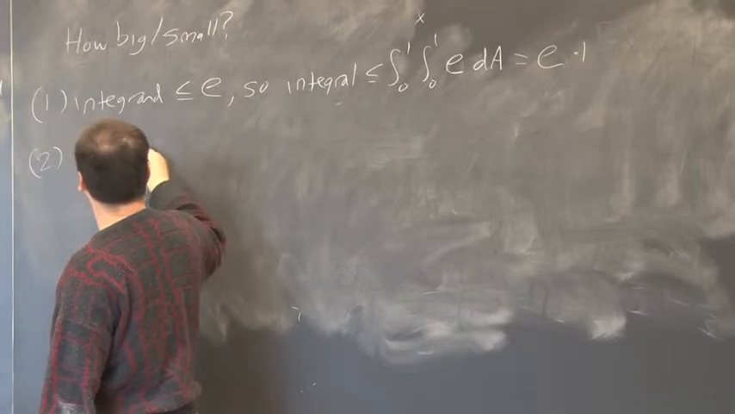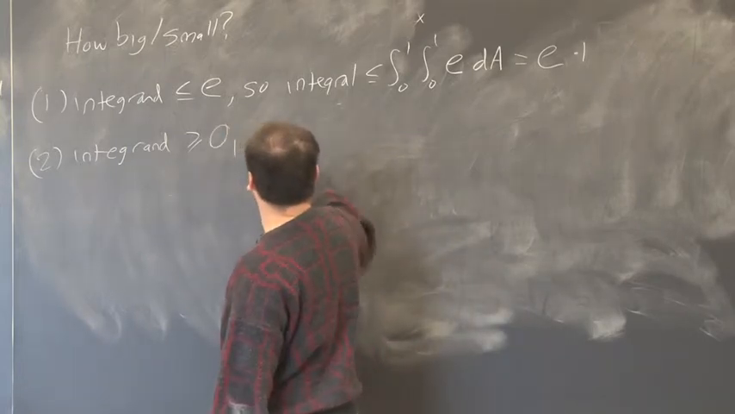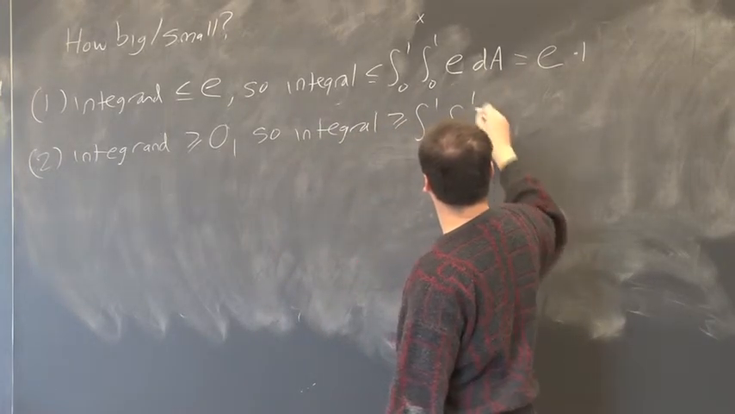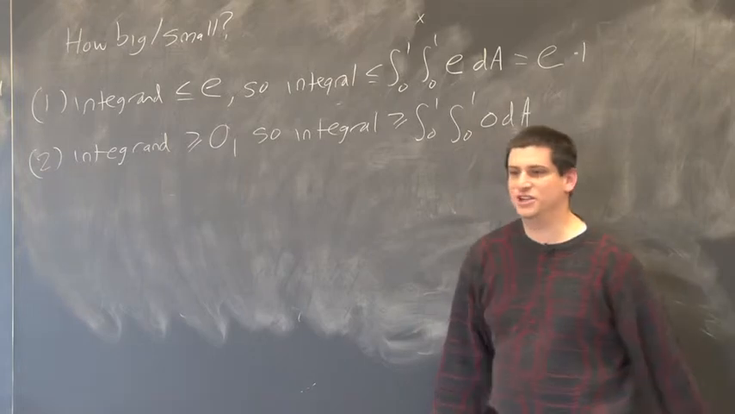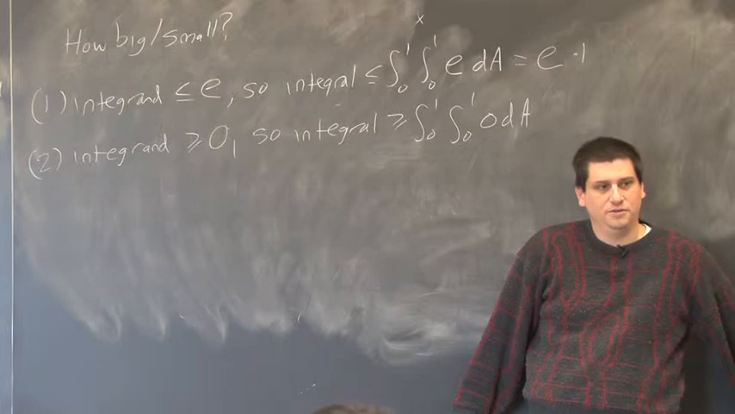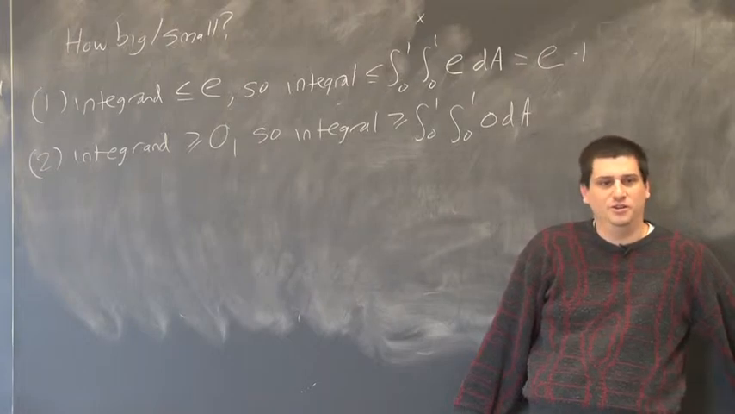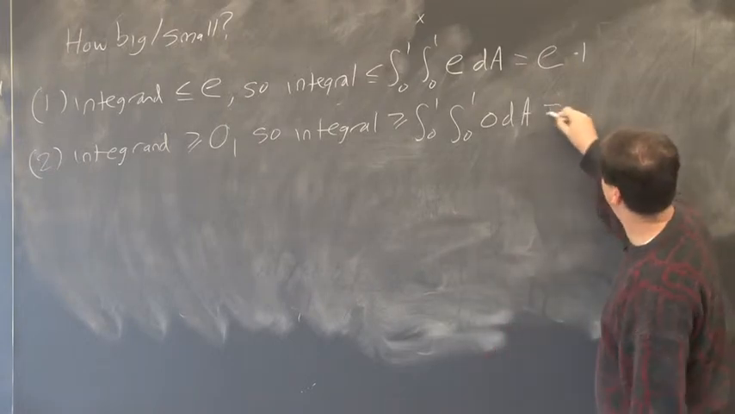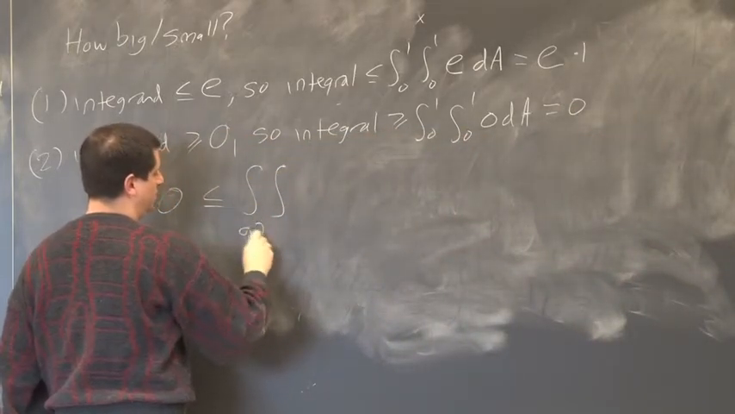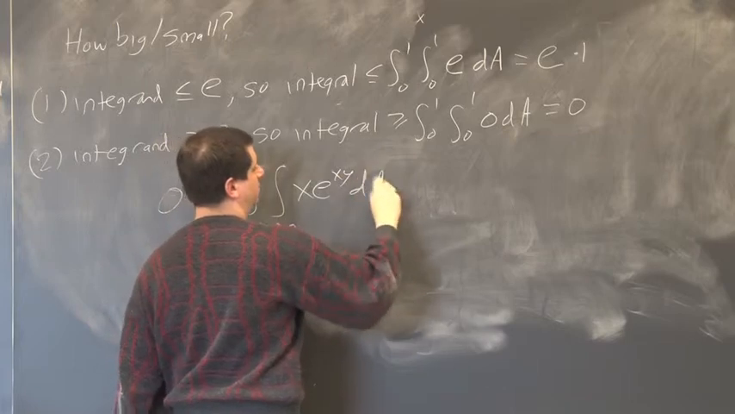Can anybody give me a lower bound for the integral, or for the integrand? It's greater than or equal to 0. So the integral is greater than or equal to the integral from 0 to 1, integral from 0 to 1 of 0 dA. I will not give you such a nice integral on an exam, but what would that integral be? So I'm integrating 0 over a region. 0. So we know 0 is less than or equal to the integral over 0, 1 cross 0, 1 of x e to the xy dA, which is less than or equal to e.